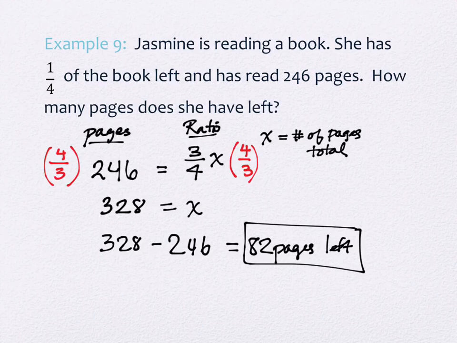Now, the question could have just asked us how long is the book, right? And then we wouldn't have to do that last step. So just pay attention to what the question asks, because there's lots of questions that could end the question here. That's always a possibility.